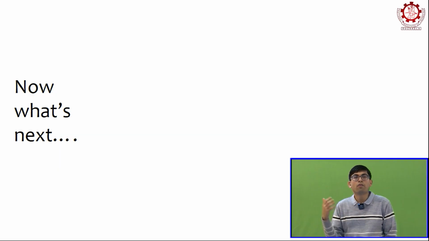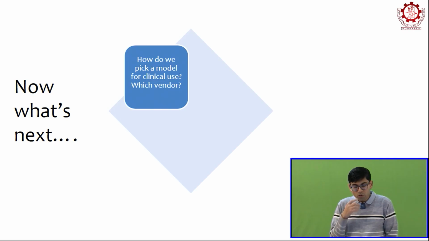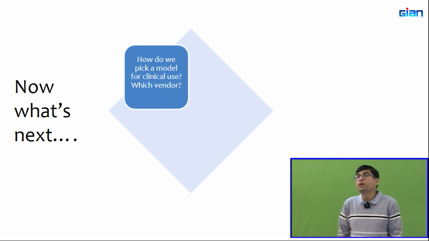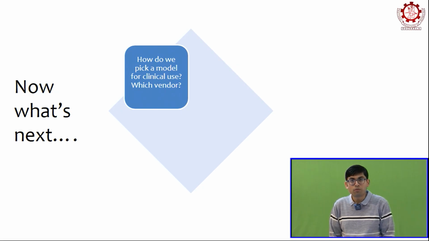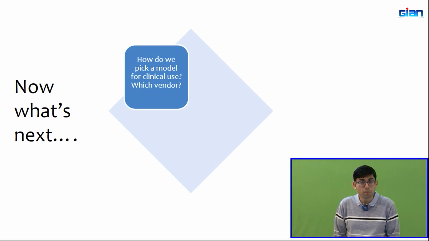And let's say that you have different kinds of AI models that have been trained. What's next, right? So first, how do we pick a model for clinical use? Which vendor? This is important because if you remember, we discussed that for a particular solution, let's say that you're working on detection of lung nodules, and this is a well researched problem, there are multiple vendors that do provide you solutions for the same problem, right?